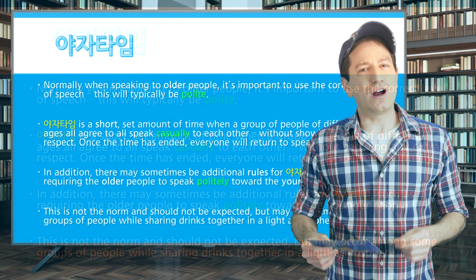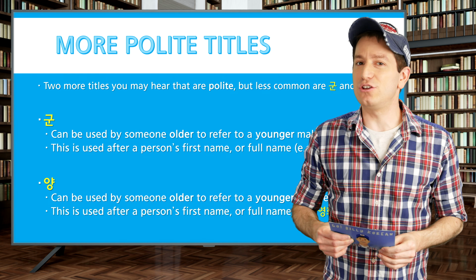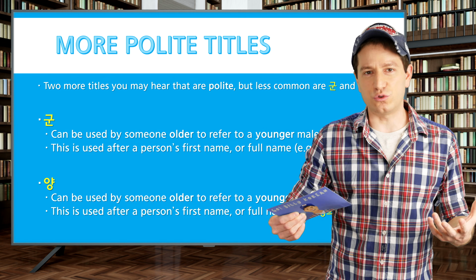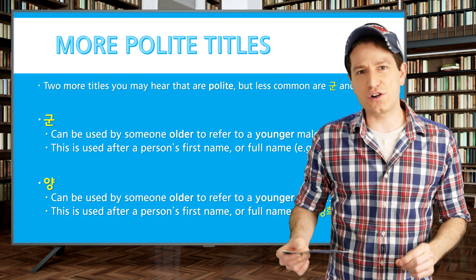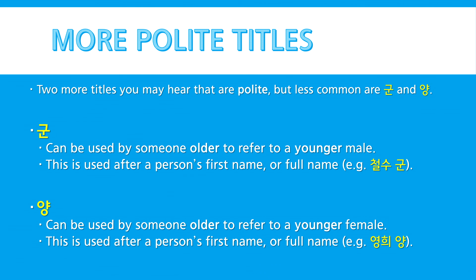I also want to cover a couple more polite titles that you might see, and those are 군 and 양. First, here's how to use 군. This can be used by someone older to refer to a younger male, and it's used after a person's first name or after their full name. For example, someone could call 철수 as 철수 군.